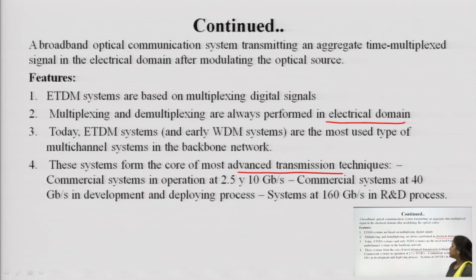Commercial systems in operation are at 2.5 and 10 gigabit per second, commercial systems at 40 gigabit per second are in development and deployment process, and systems at 160 gigabit per second are in the R&D process.